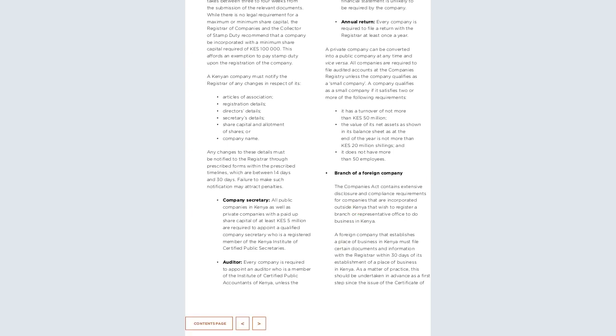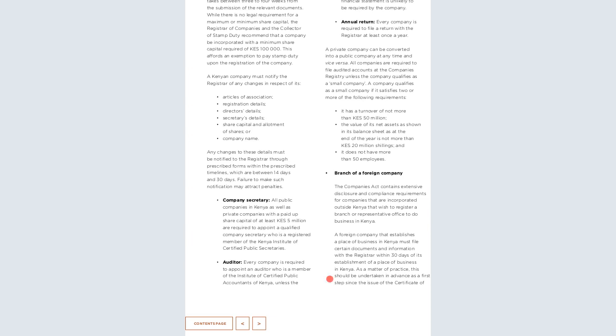When you want to change the company name, you still have to go back to Sharia House and tell them so that they can change it for you. Any changes in the details must be notified to the registrar through the prescribed forms within the prescribed timelines, which are between 14 days to 30 days. Failure to make such notification may attract penalties.